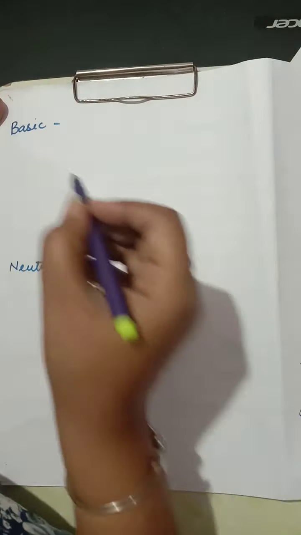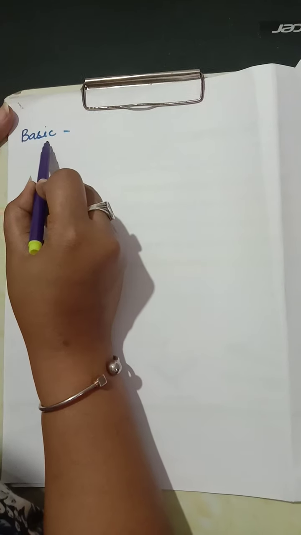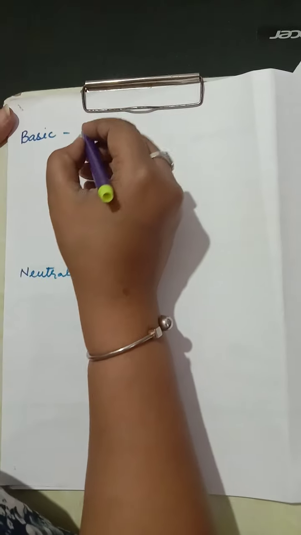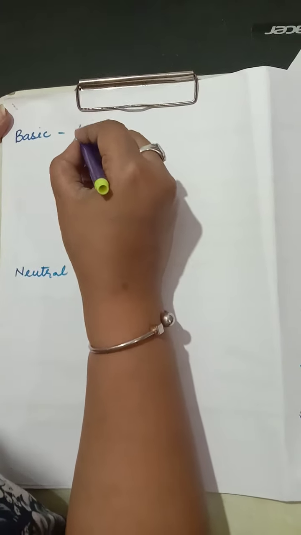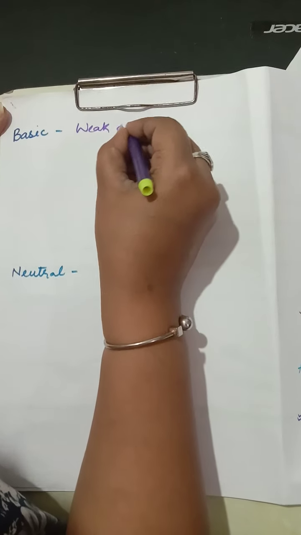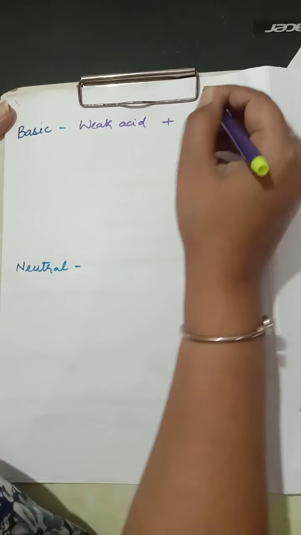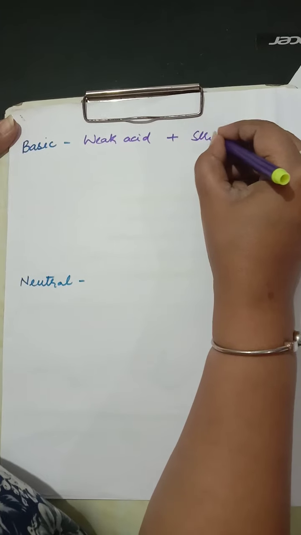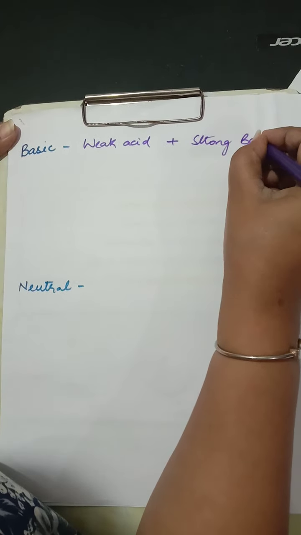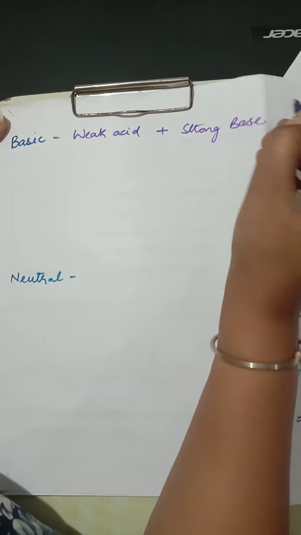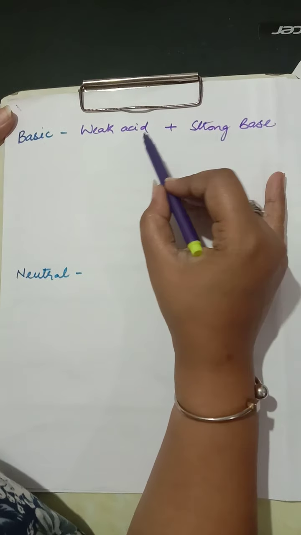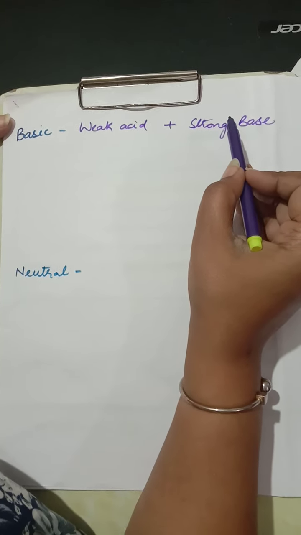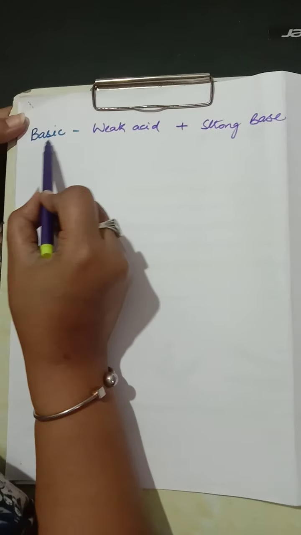Now, next type of salt, basic salt. Basic salts are formed by the combination of weak acid and strong base. Weak acid and strong base, when reacting together, the salt which is formed is basic in nature.